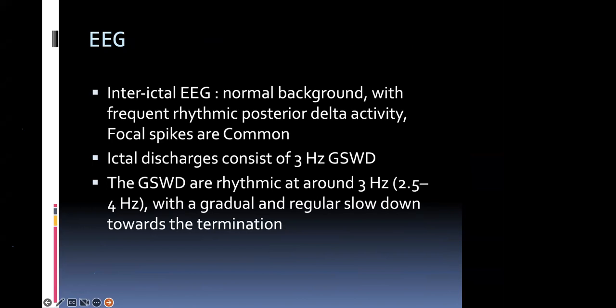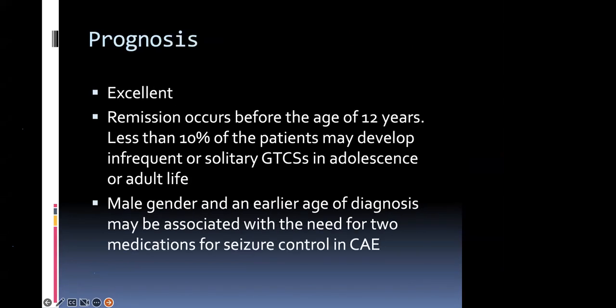Ictal discharges consist of 3 Hz generalized spike and wave discharges. Generalized spike and wave discharges are rhythmic around 3 Hz with a gradual and regular slowdown towards the termination. Prognosis is excellent. Remission occurs before the age of 12 years. Less than 10% of the patients may develop infrequent or solitary GTCS in adolescence or adult life. Male gender and an earlier age of diagnosis may be associated with the need for 2 medications for seizure control in childhood absence epilepsy.